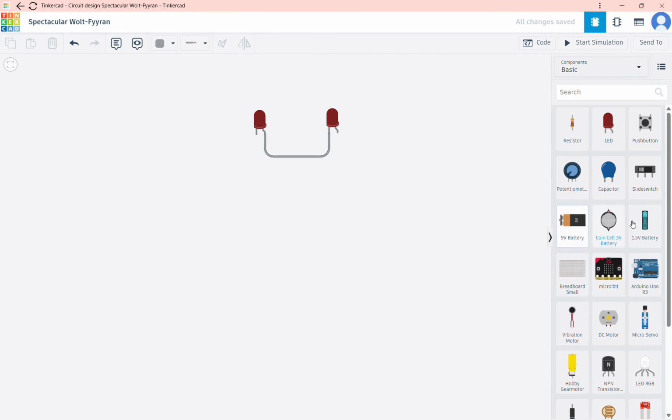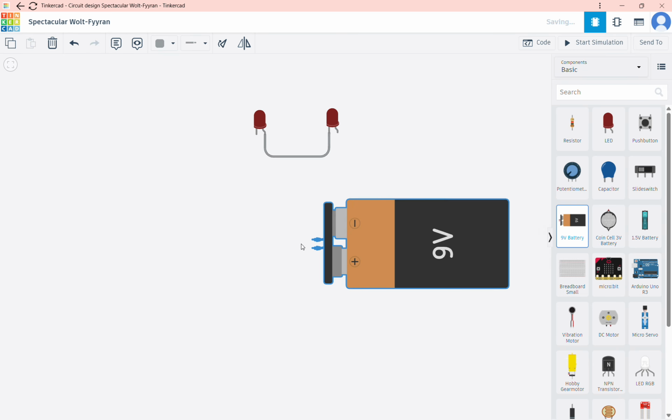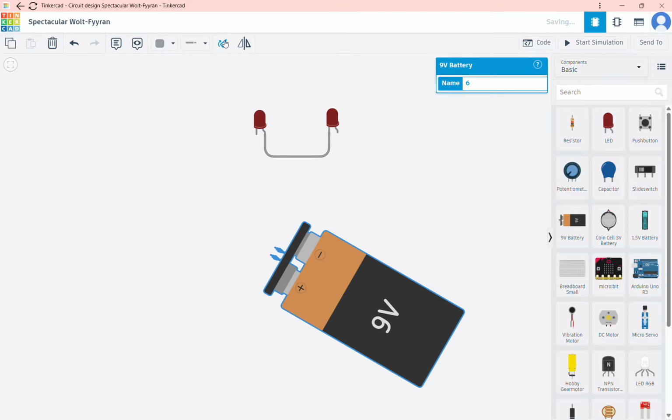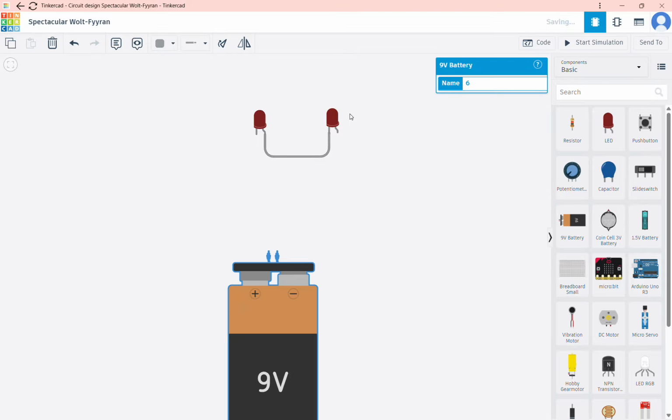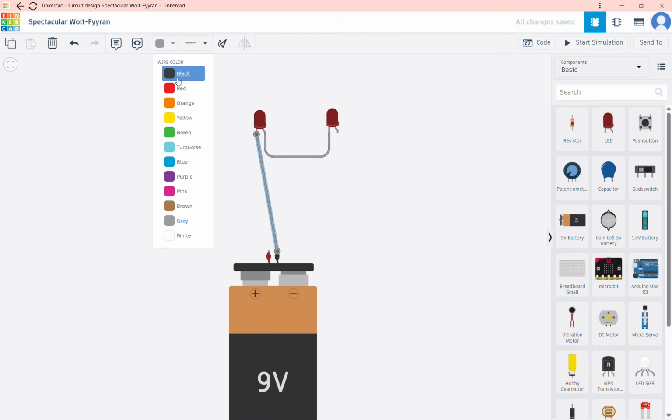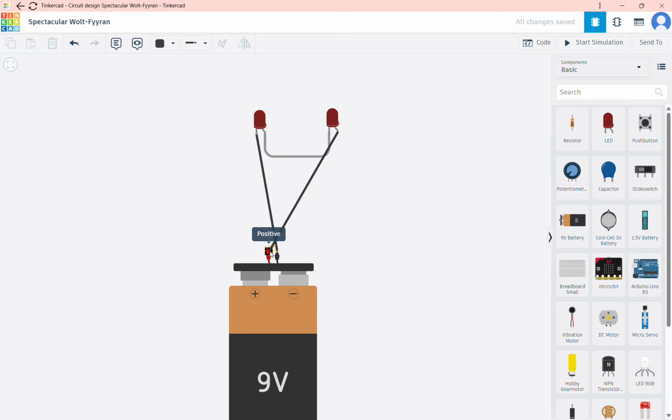You can connect any source of power. So let's bring this battery and let's rotate it. So since this is the cathode, you have to connect the cathode this way, negative, and change to black, and we can connect the anode, the positive, change it to red.